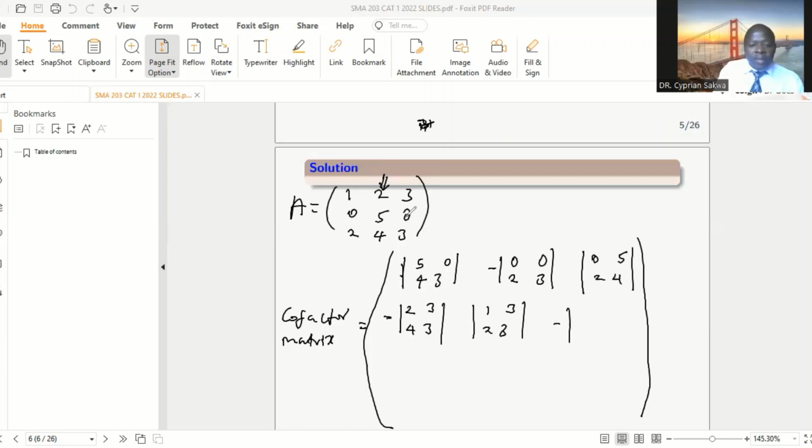The next element is this one, 0. Delete its row and its column. You have 1, 2 as the remaining matrix, and 2, 4. We are at 2 here, this 2. The sign is positive. Delete its row and its column. We have 2, 3.